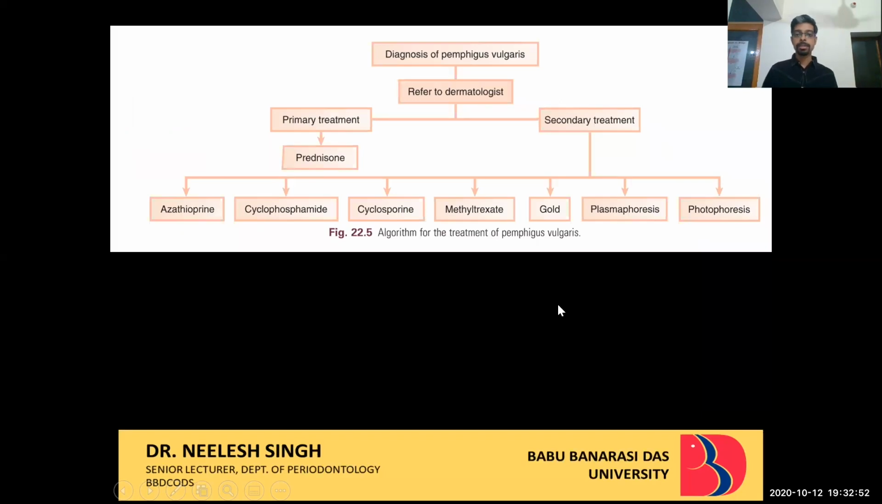Then coming on to the pemphigus vulgaris. First we'll get the pemphigus vulgaris diagnosis. From there only we have to refer to the dermatologist, because this is a severe condition. The primary treatment is prednisolone, and the secondary treatments are azathioprine, cyclophosphamide, cyclosporine, methotrexate, gold, plasmapheresis, and photopheresis.